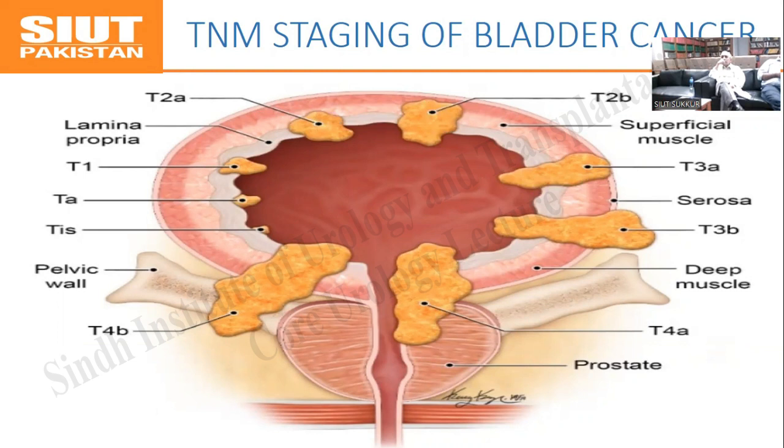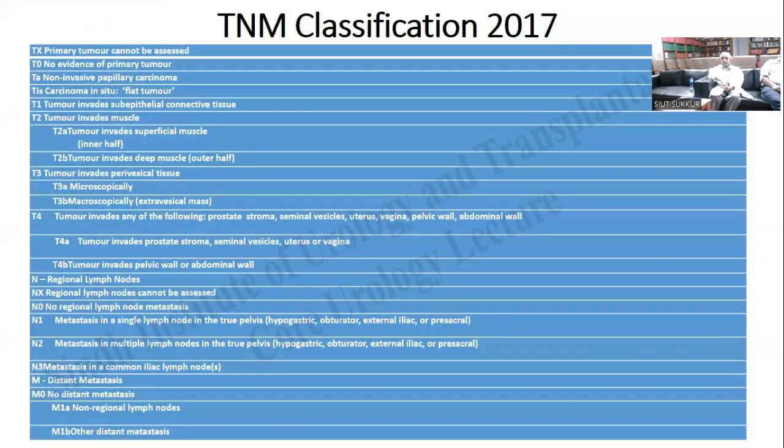In T4, it involves the prostate and seminal vesicle in males. In females, it involves the uterus, as well as the pelvic and abdominal wall. T4a is when it involves the prostate, and T4b is when it involves the pelvic wall or abdominal wall. This is the TNM classification.